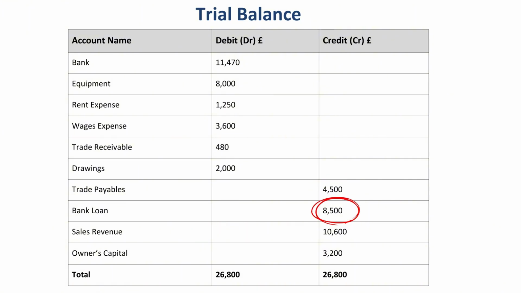Bank loan is £8,500. A bank loan is another liability, money the business must repay. Since liabilities carry credit balances, this shows on the credit side.